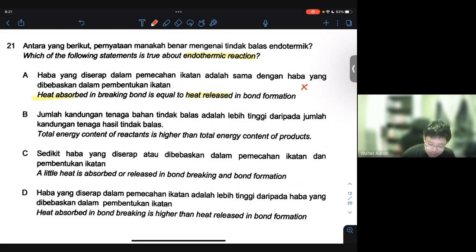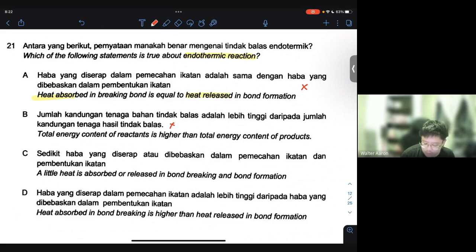Total energy content of the reactant is higher than the total energy of the products. No, that is for exothermic, okay? B is for exothermic reaction. Endothermic reaction, you will see that the particles of the products will have a higher energy compared to the reactants, okay?